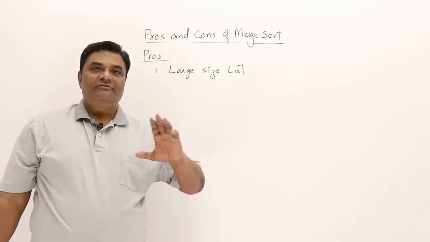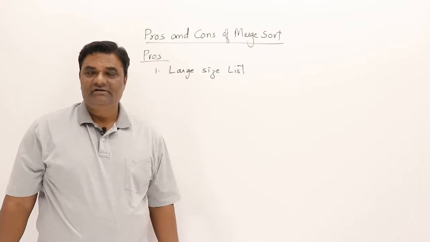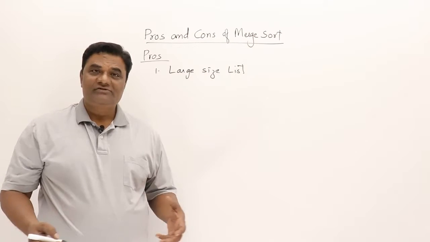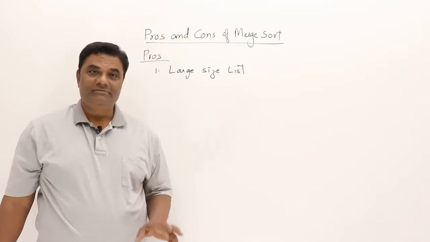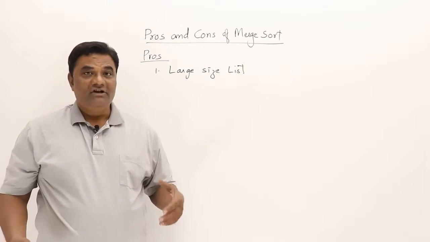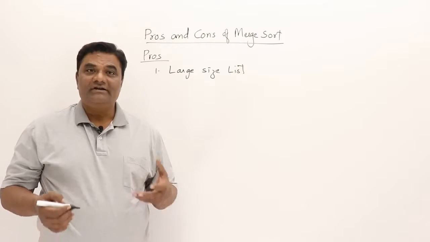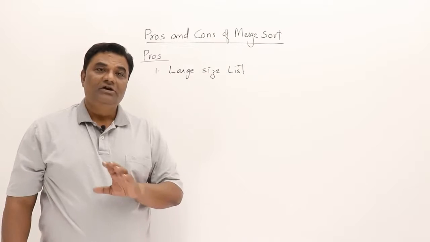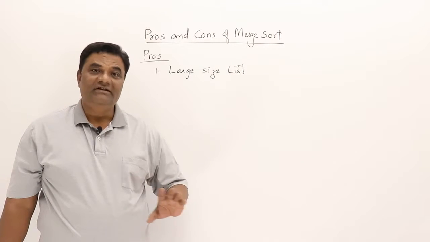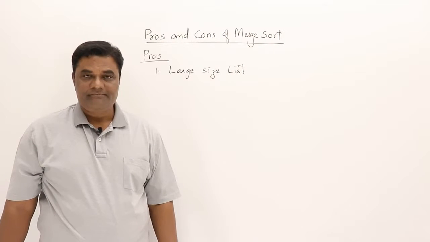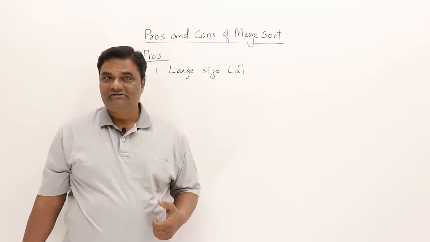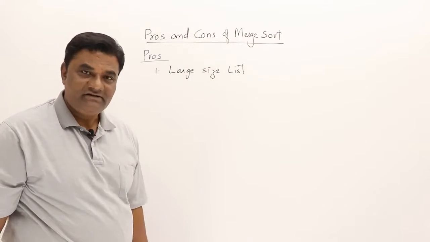MergeSort is suitable for very large size list. If you have millions of numbers, you can sort them using MergeSort. Or if you have millions of records, you can sort them using MergeSort. No other sort can support very large size list. I'll give you the reason afterwards. So it is suitable for large size list.